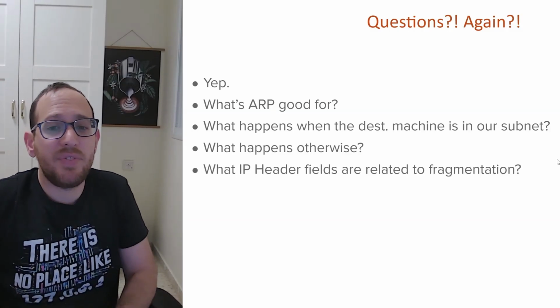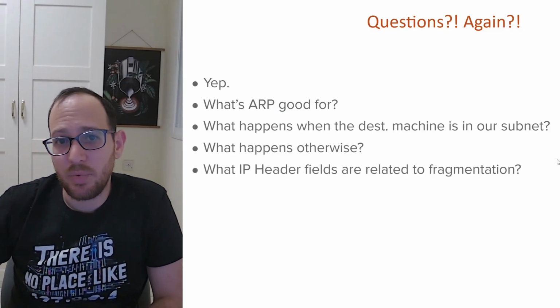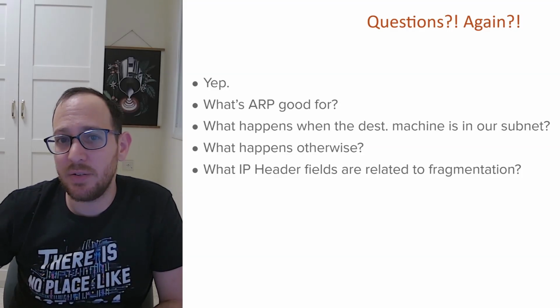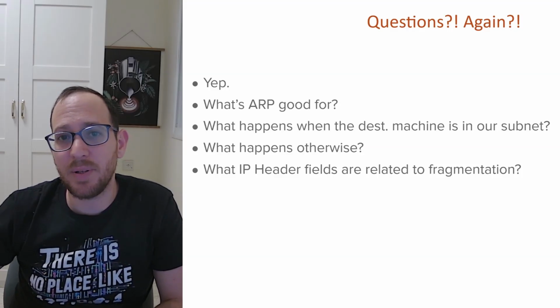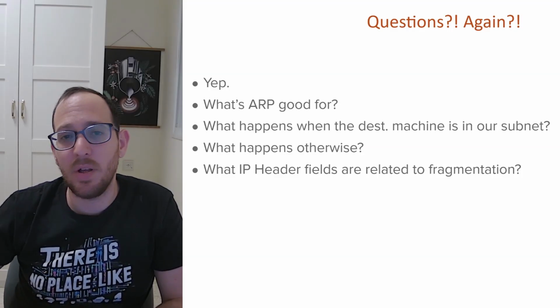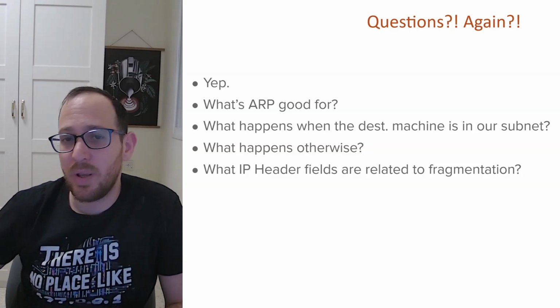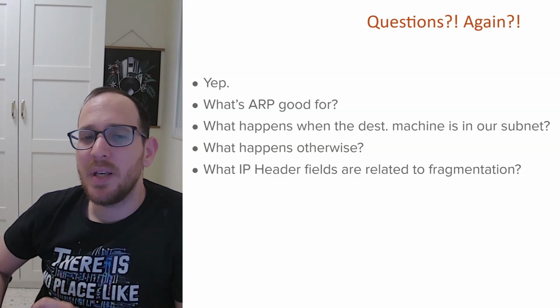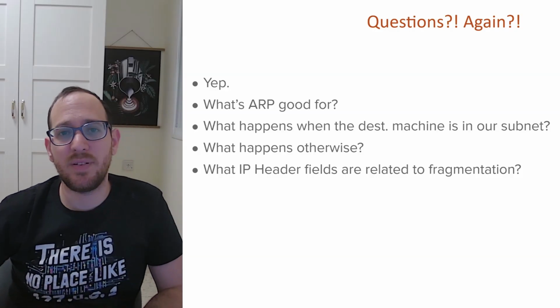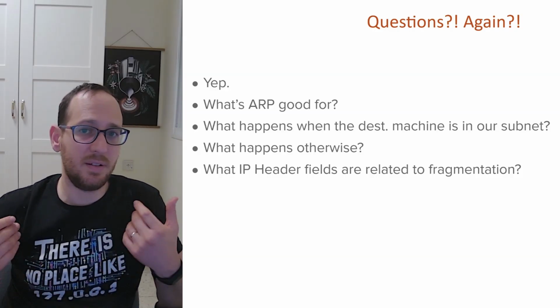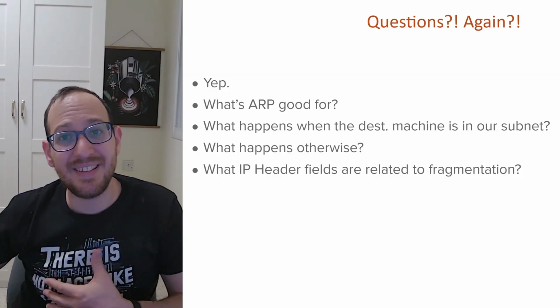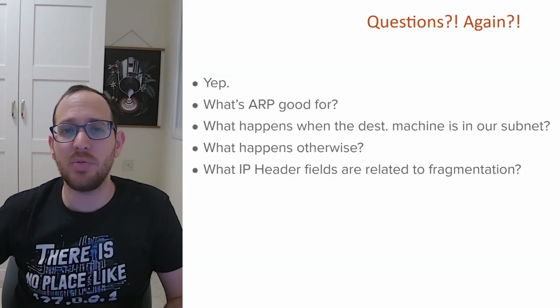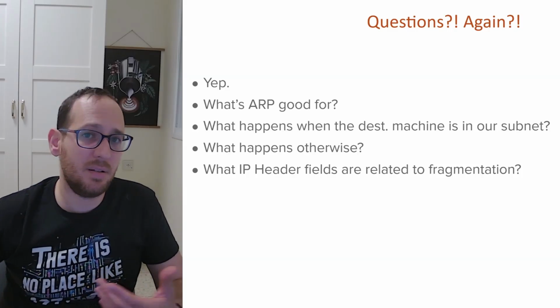What IP header fields are related to fragmentation? So we had the identification field, which allows us to make sure that two fragments belong to the same packet or to different packets. We have a reserved bit 0. We'll talk about that in a future video. We have the don't fragment bit, which says don't fragment if the packet length exceeds the MTU, the maximum transmission unit. Just send back an error.